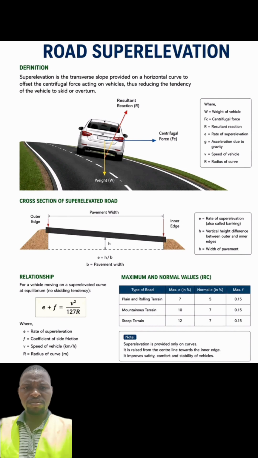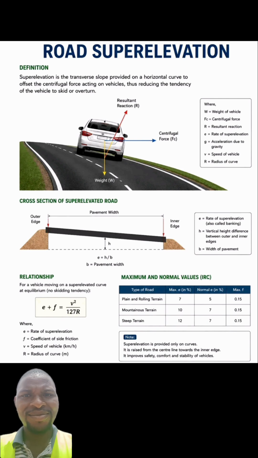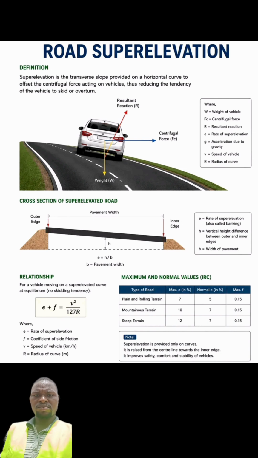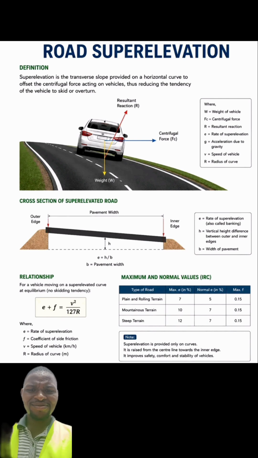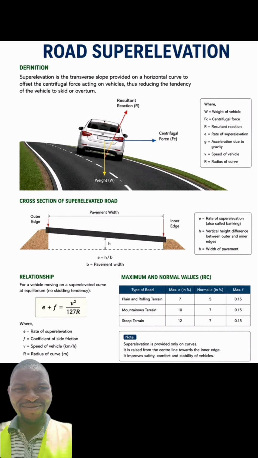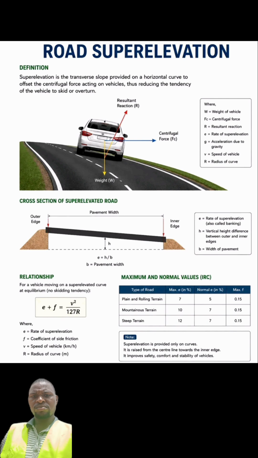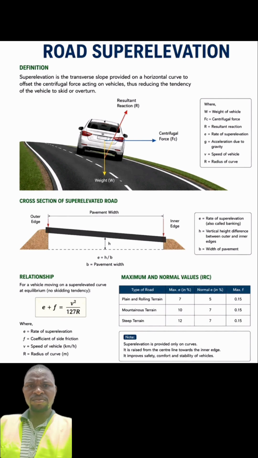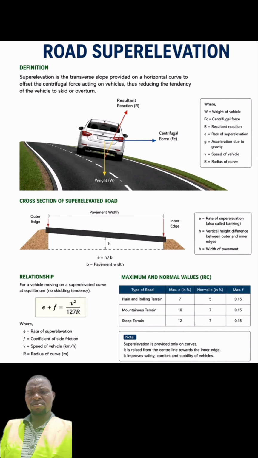For a vehicle moving on a super elevated curve at equilibrium, whereby there is no skidding tendency, you're going to make use of this formula: e plus f equals v squared over 127R, where e is the rate of super elevation, f is the coefficient of side friction, v is the speed of the vehicle in kilometers per hour, and R is the radius of the curve in meters.